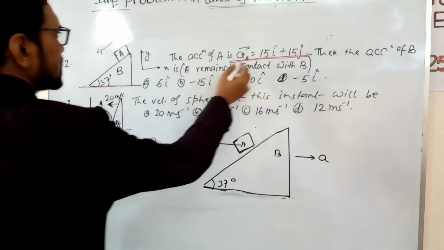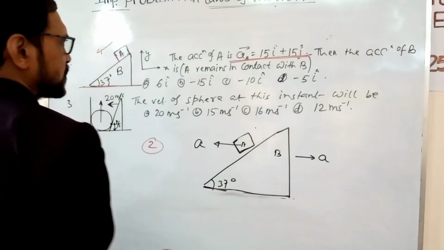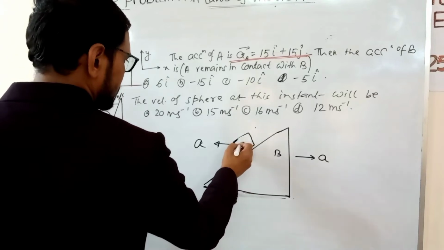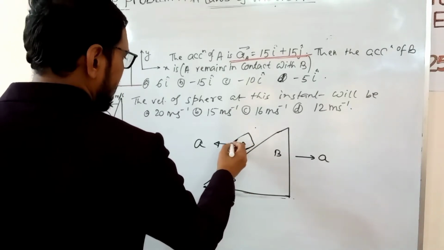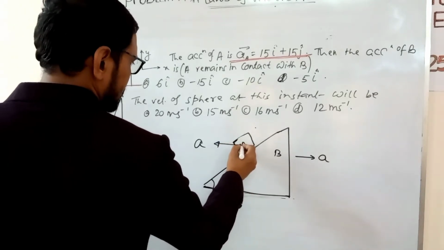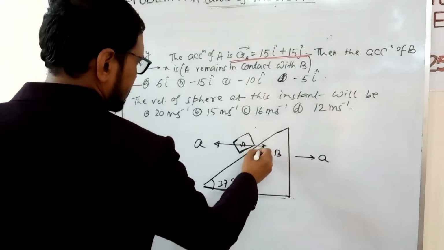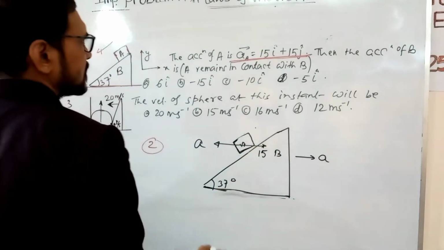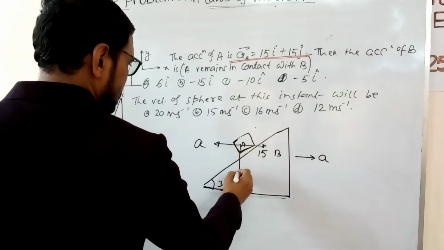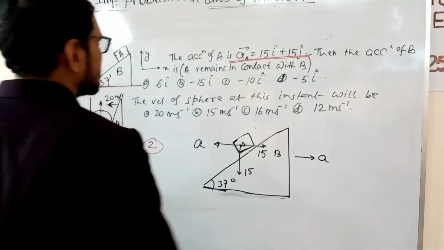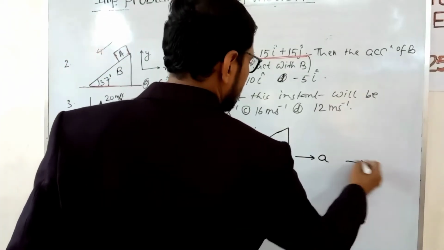Now the acceleration of A is given as 50i plus 50j. So 15i in this direction and 15j in this direction, because this is X and this is Y.